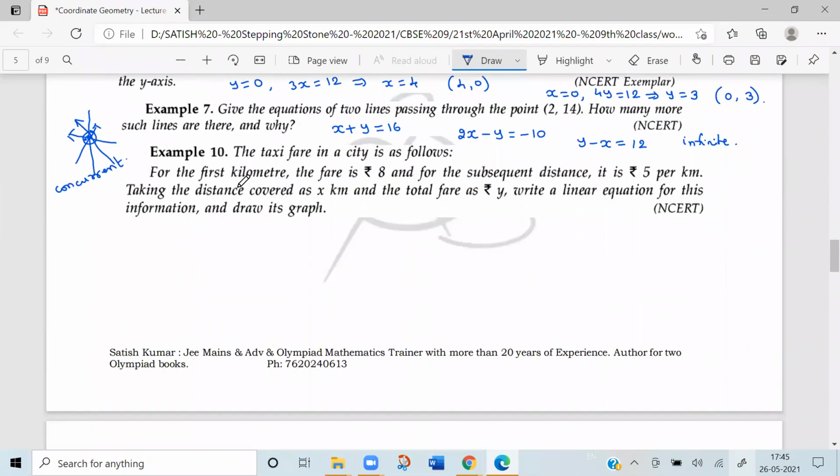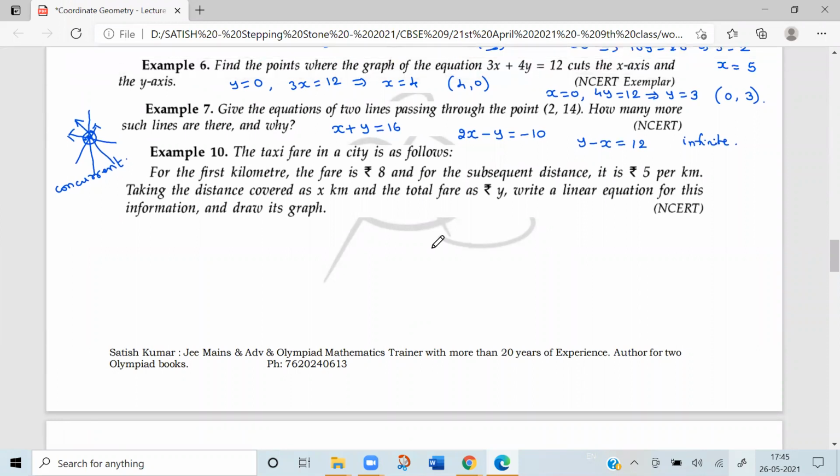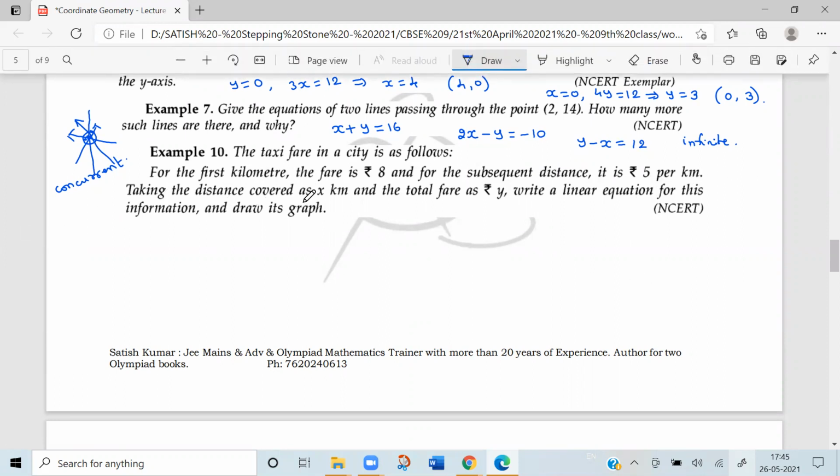Now, see the next one. It's the application problem. Now, try to form the equation by using the variables x and y, and then tell me the equation. So the taxi fare in a city is as follows. For the first kilometer, the fare is 8 rupees, and for the subsequent distance, it is 5 rupees per kilometer. Taking the distance covered as x kilometers and the total fare as y, write a linear equation for this information and draw the graph. Now, all of you try the equation.